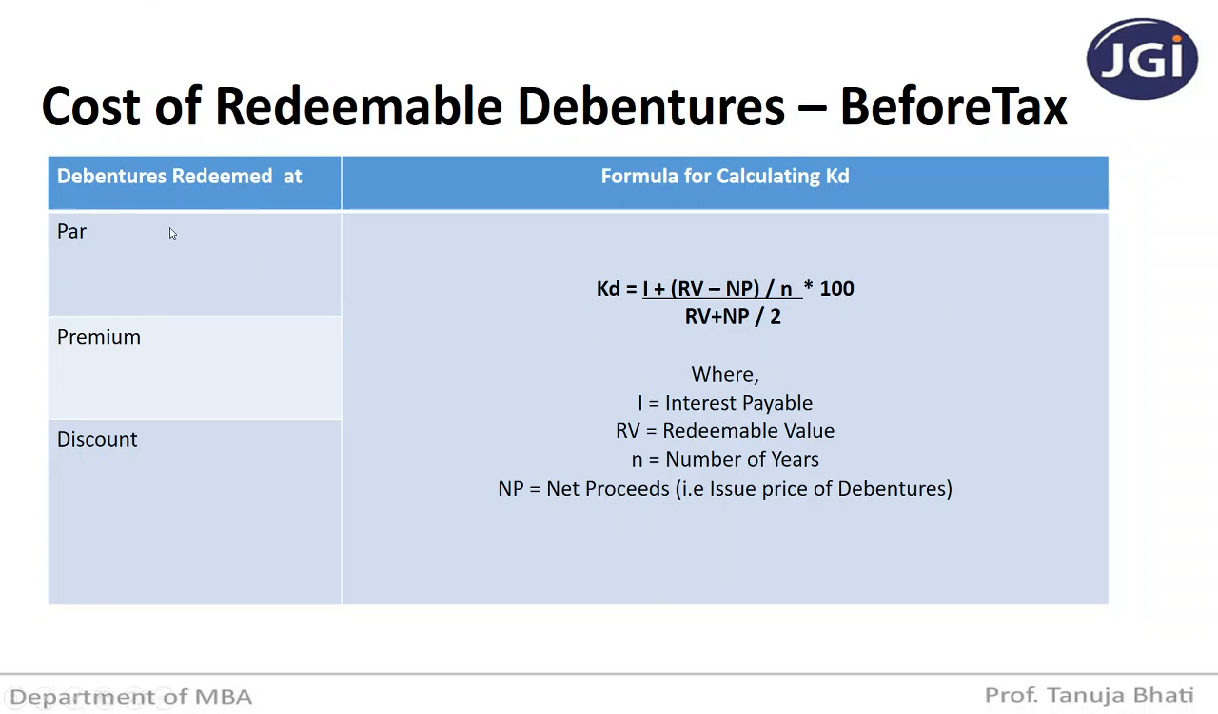Next, cost of redeemable debentures, that is before tax. When it is before tax, it means pre-tax, so tax will not come into the picture at all. That is, in the formula, T, the tax, will not appear. When I say redeemable, it means the repayment is going to happen. So one additional thing here is RV. RV is nothing but the redemption value, the repayment value. Why? Because it is redeemable debentures, and after a definite period of time the debentures have to be repaid.